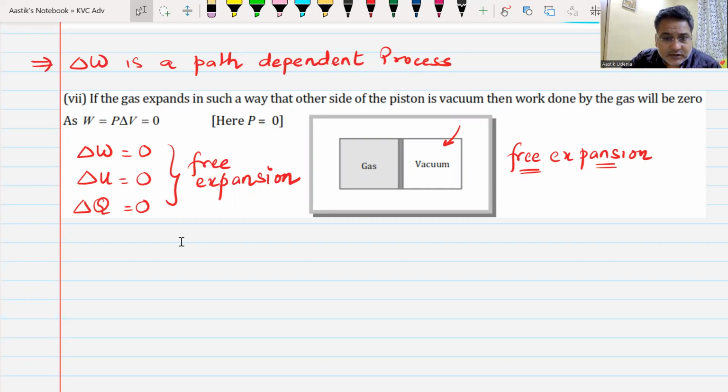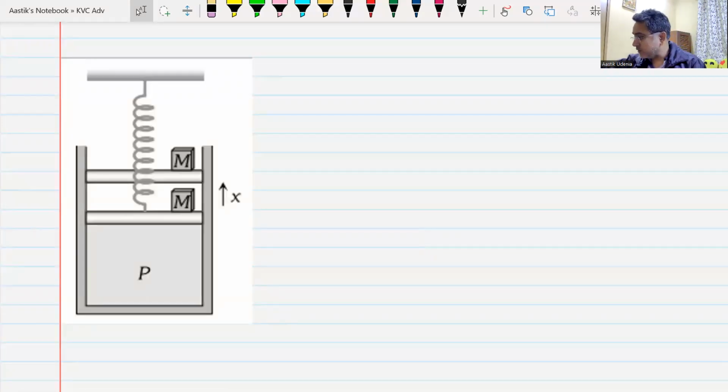Now there is one more case where you could find out the work done: if you have a piston loaded with a spring. This particular case, if someone tells you to find out the work done, how will you find out the work done in this case? This would be a spring whose spring constant will be given as K.